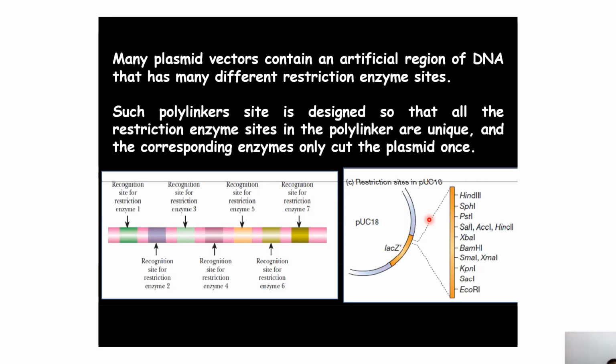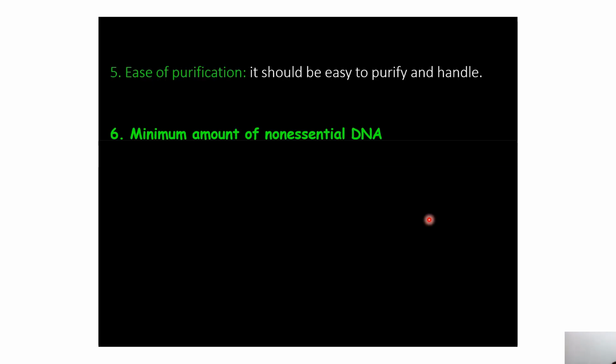Many plasmid vectors contain an artificial region of DNA that has many different restriction enzyme sites. So such a polylinker site is designed so that all the restriction enzyme sites in the polylinker are unique, and the corresponding enzymes can only cut the plasmid once, because if it cuts many times, then it will be very confusing where to attach the gene insert, like the gene of interest. So it should be ensured that the corresponding enzymes only cut the plasmid once.